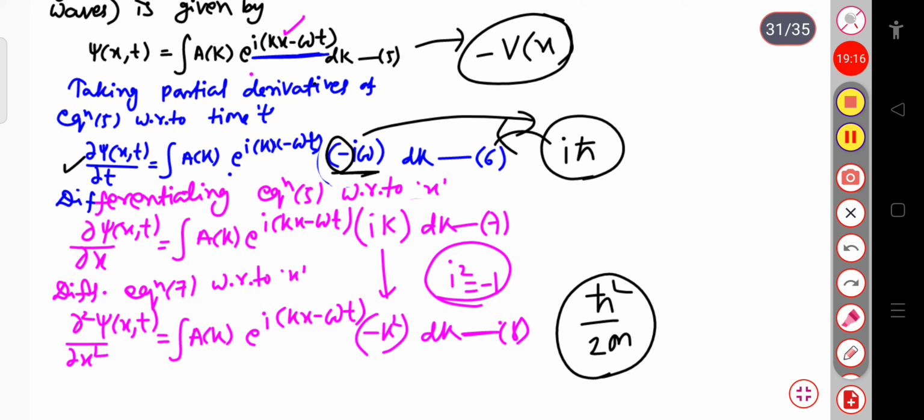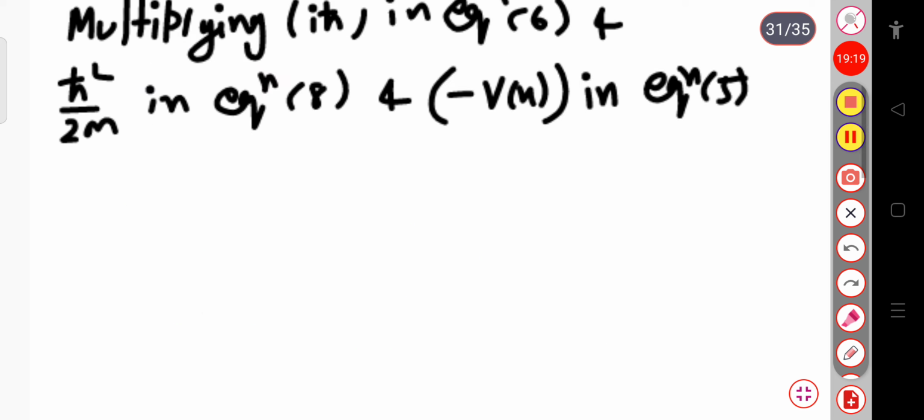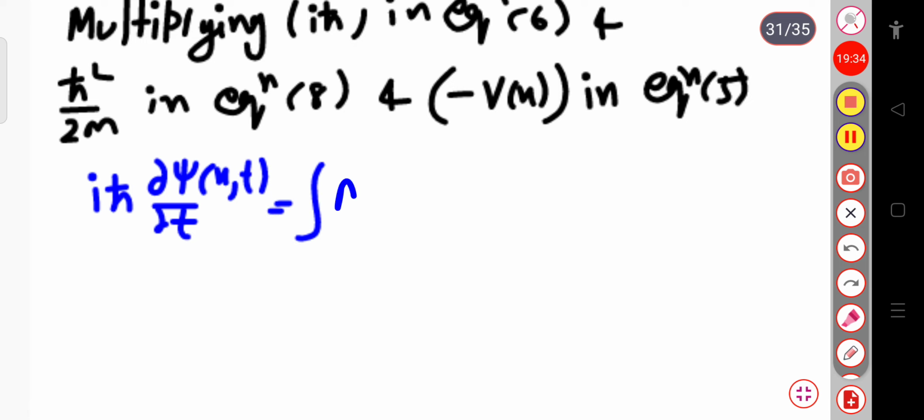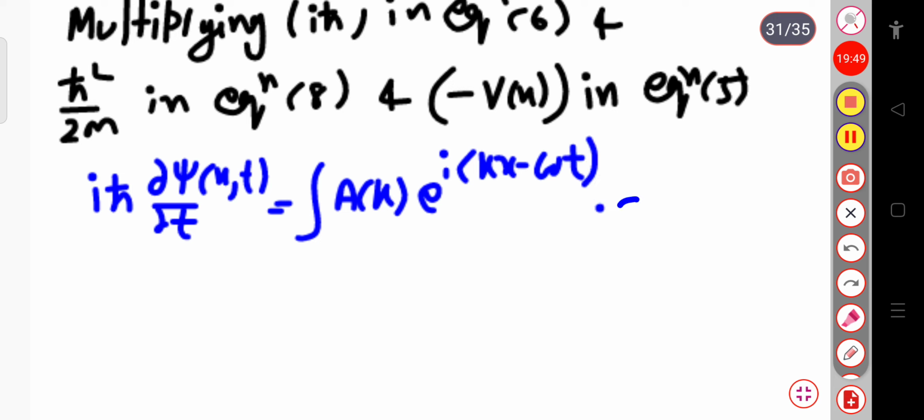So let me write the equation again. The first equation will be iħ ∂ψ/∂t, where ψ is a function of x and t, equal to the integration over a(k) exp(i(kx − ωt)) dk times ħω. Because i squared is minus 1 and with the other minus 1, after multiplication this will be plus 1.